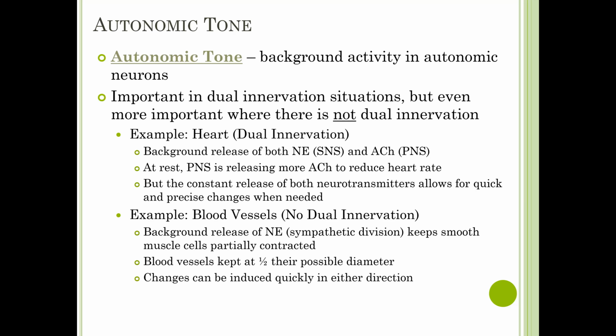So this means that, again, changes can be quickly induced in one direction or the other. I can reduce my release of norepinephrine, which will cause them to dilate, or I can increase my release of norepinephrine to cause them to constrict even more. So again, by having the neuron already there and active, I can make quick changes in either direction.